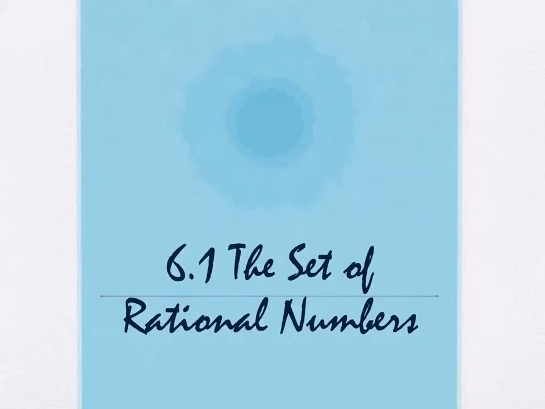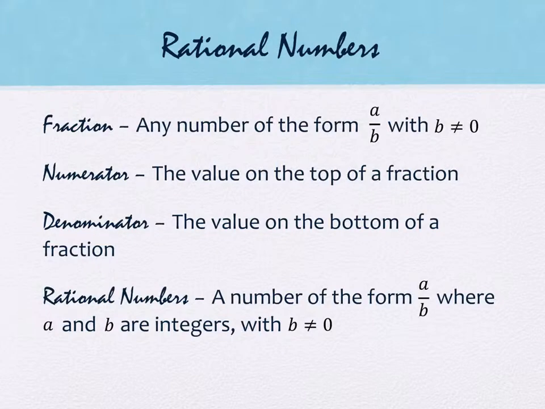Section 6.1 is the set of rational numbers, and we're going to take a look, this is sort of our introduction to this section, of what is meant by rational numbers, some vocabulary to start with. We're going to just define what most people think of. One of the things they'll think of with rational numbers is the word fraction.